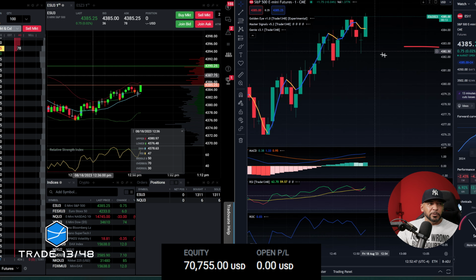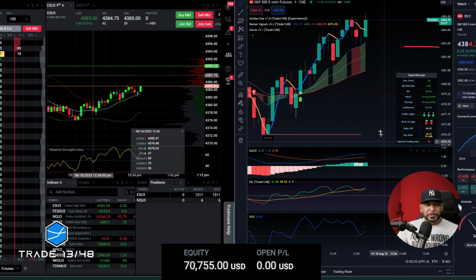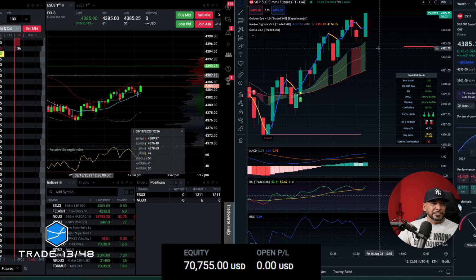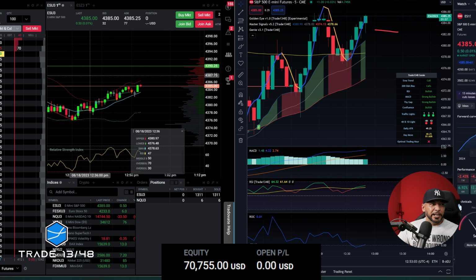Let's go ahead and look at the 1 and see how the 1 is. RSI on the 1 minute, guys, seems very, very overextended. I don't know if I want to enter the trade. Let's see. This is why I like securing the bag.